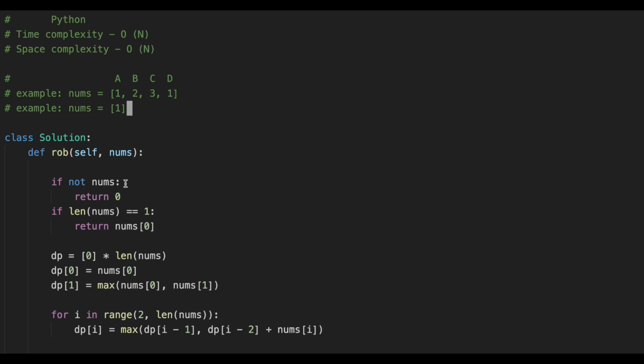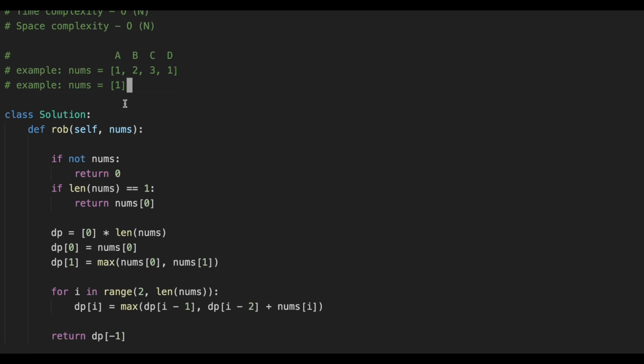In that case, the maximum amount that we can make is just whatever the value is there, right? 1. So we are going to create a DP array with the size of our input nums where we are going to store our subproblems. So first, if the size is equal to 1, we are storing that value in our DP array at index 0.